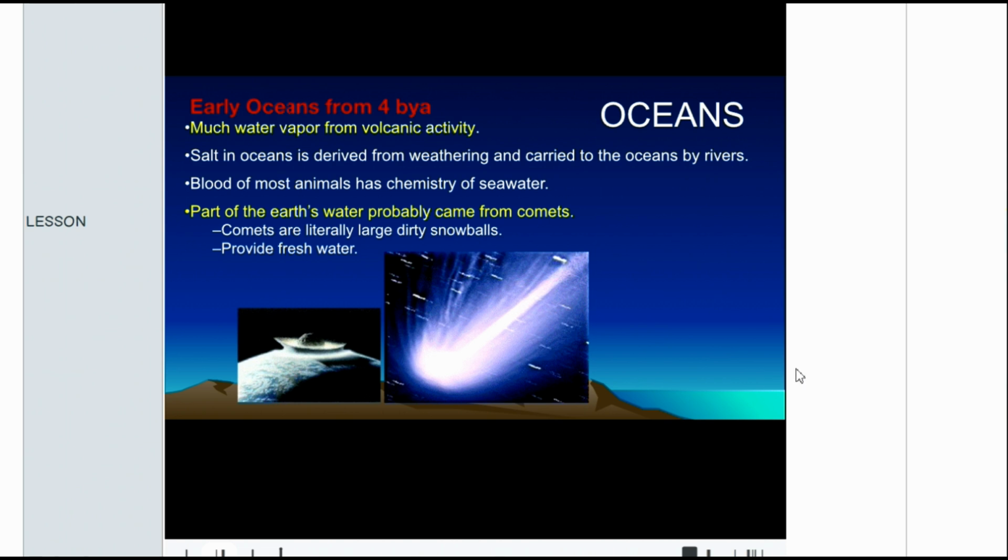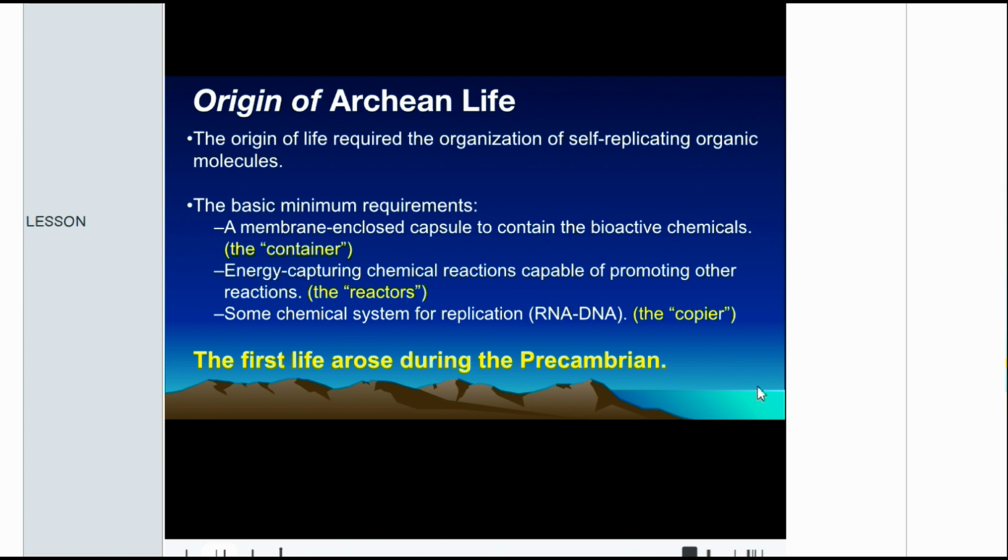Most of our water is going to come from two locations. Either the volcanic activity putting water vapor out, or comets bringing it in. Remember the big dirty snowballs? They're going to hit the Earth, shatter all the material everywhere, and you get ice particles that fall onto the surface and get melted and become water vapor or liquid water. So now we have fresh water forming. Now we can start talking about life.